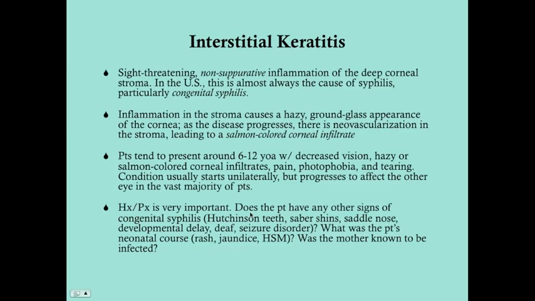Those can be things like Hutchinson teeth, saber shins, which is just an osteomalacia of the tibia. The shins will protrude anteriorly. Saddle nose, that's kind of like if you were to take your nose and press it upward. It kind of looks like that. I don't have any pictures on here of what a saddle nose looks like, but you can Google it. Developmental delay, usually cognitive deficits, deafness, and then seizure disorder. Those are all signs of congenital syphilis.